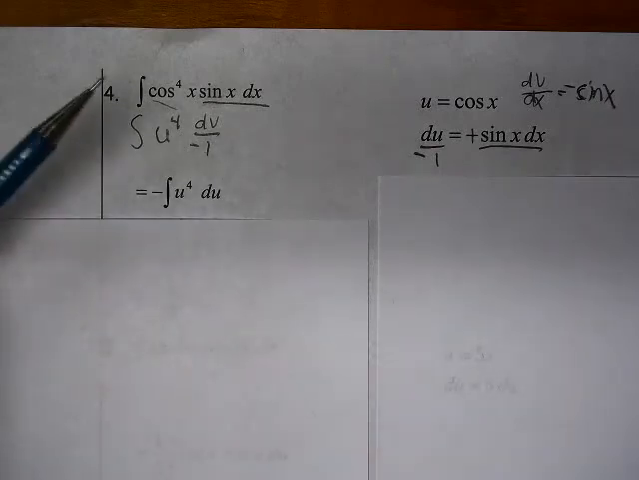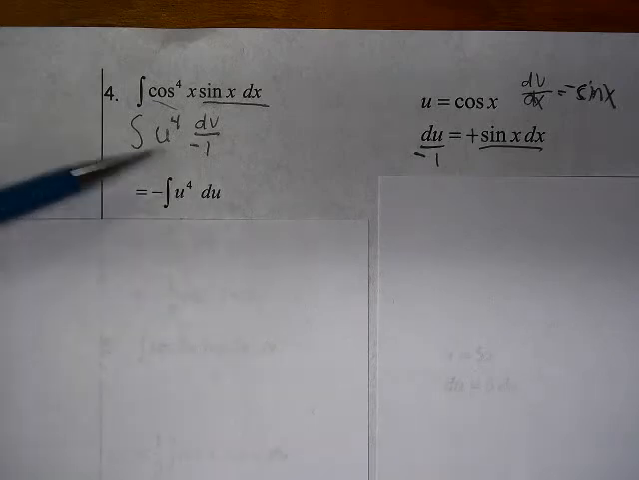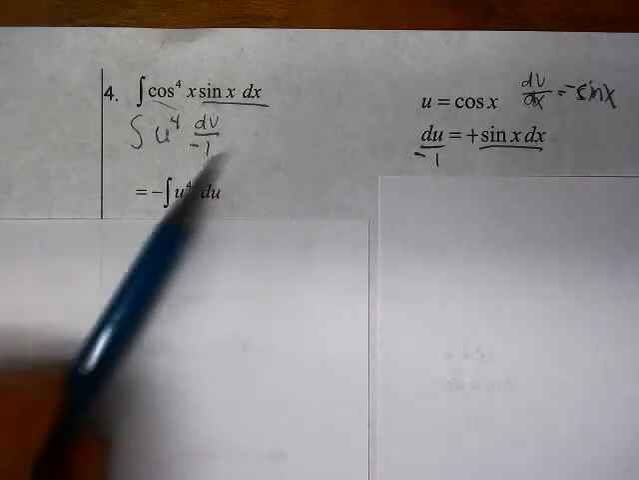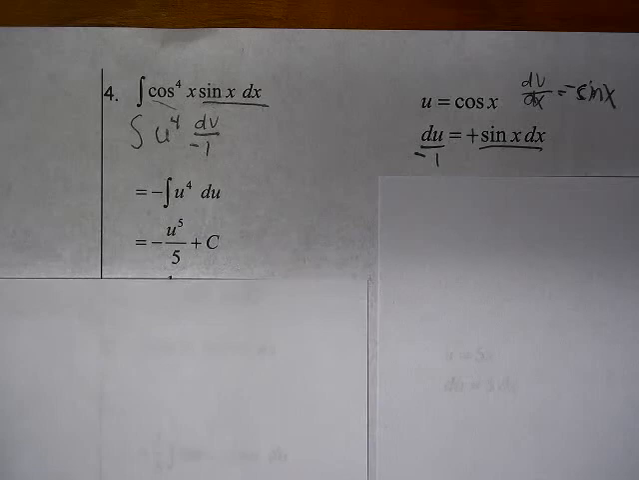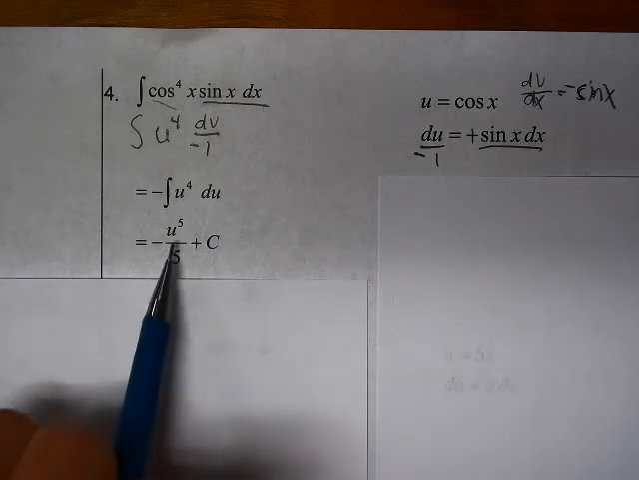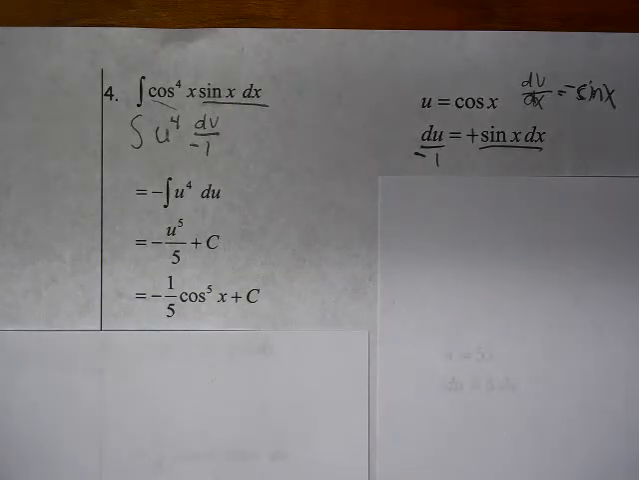So I have everything written in terms of u now. And again, now that I have it written in terms of u, I've kind of done all the hard work up front. And now this is a really easy integrand, or a really easy antiderivative. So I have u to the fifth over 5 plus c. And then I had u equals cosine x, so I have cosine to the fifth x plus c.